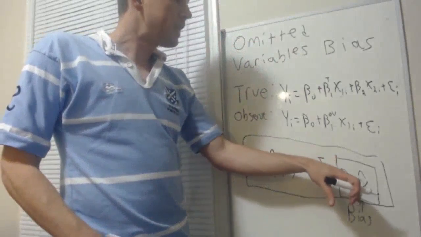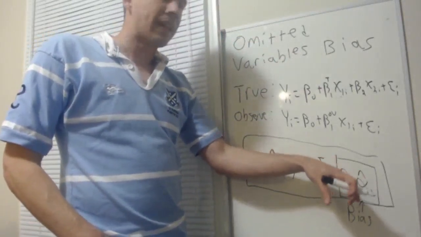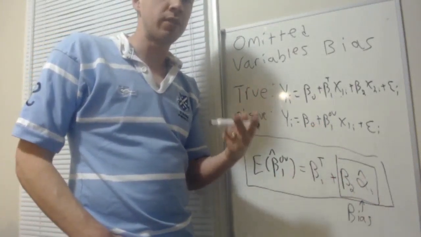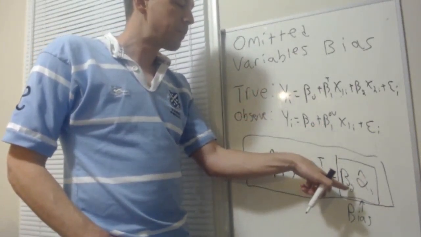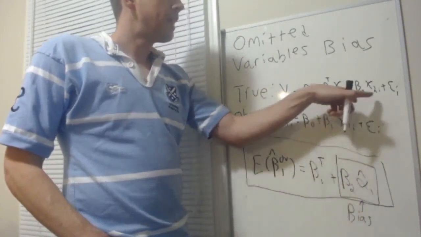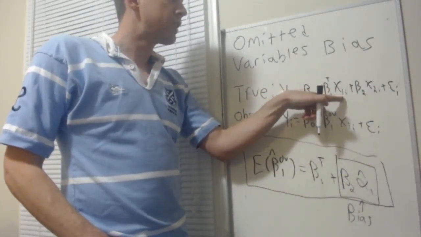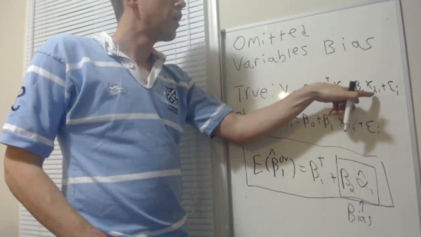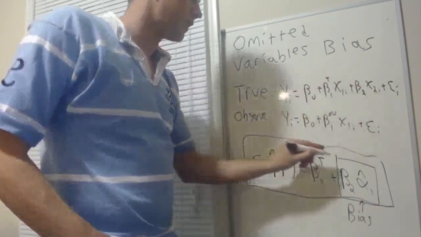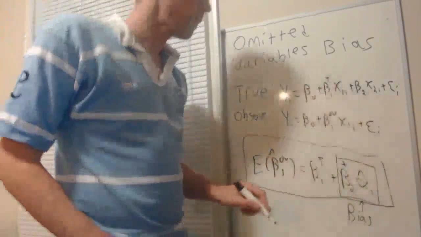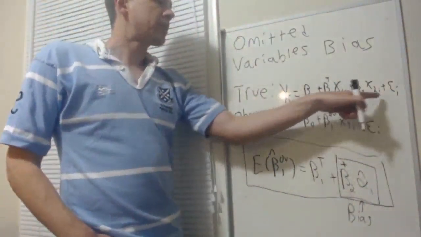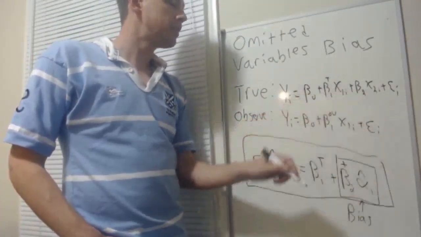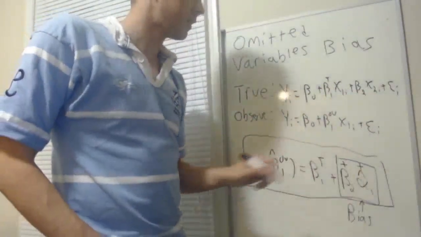And what we can do is ask ourselves, what should the sign of this bias be? Should it be positive or negative? To get that answer, we need to ask ourselves 2 questions. 1, what is the expected sign of beta 2? In this case, if x1 is education and x2 is ability, we would expect that ability would be positively correlated with wages. And what do we expect the correlation between education and ability to be? We also expect that to be positively correlated.